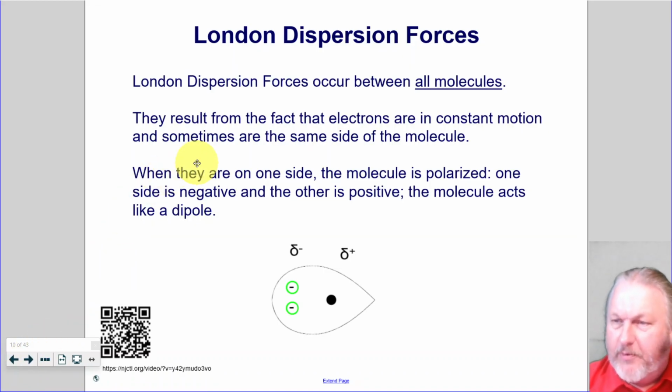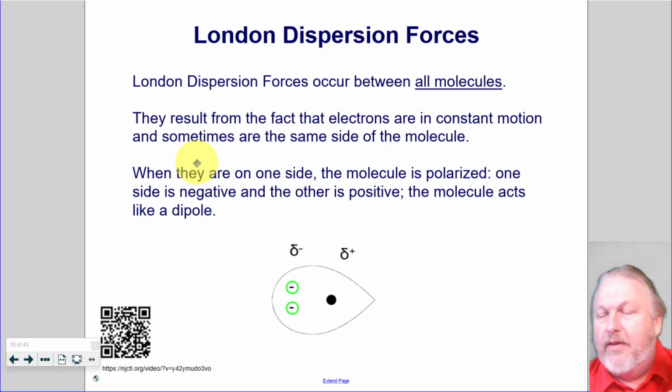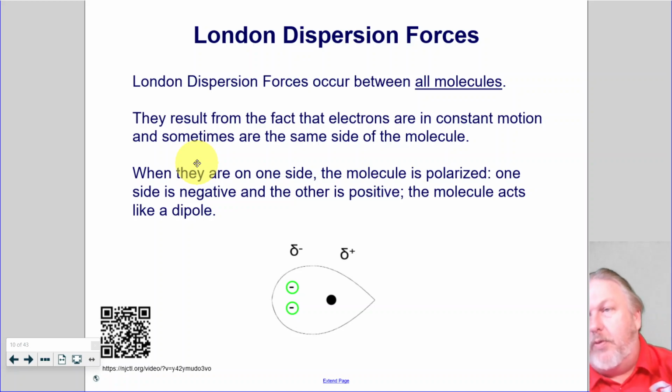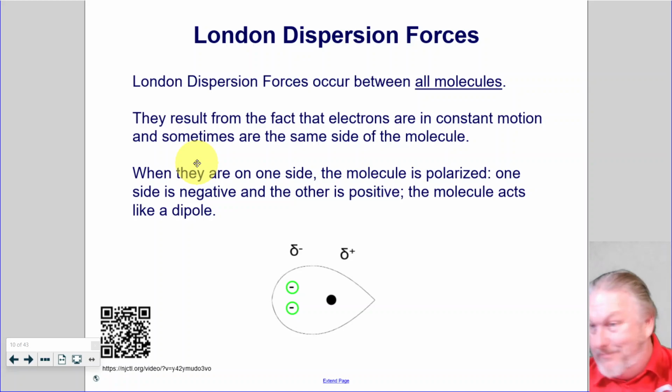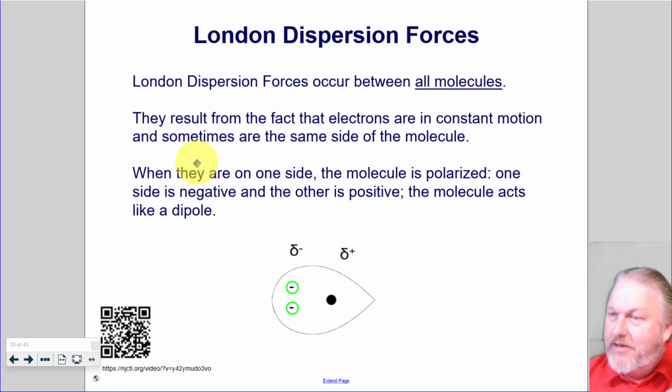So those are the dipole-dipole interactions. LDFs, or the London dispersion forces, occur between all molecules. And these result from the fact that the electrons are constantly moving around an atom. We know that, right? And what that means with a gazillion atoms out there, with a gazillion more electrons, is that sometimes those electrons are going to be on the same side of the molecule.